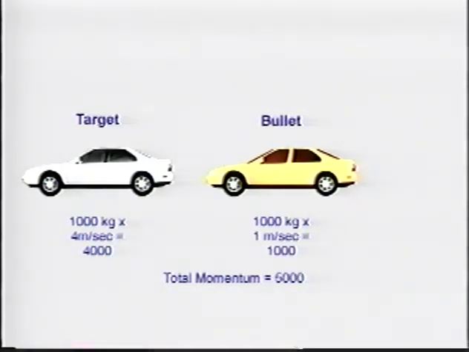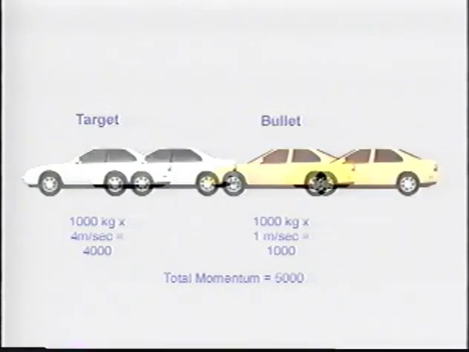Since the law of conservation of momentum requires that the momentum must be 5,000 after the collision, that means that the target vehicle must have a momentum of 4,000, and thus a velocity of 4 meters per second. That means that the target vehicle accelerated from 0 meters per second to 4 meters per second.